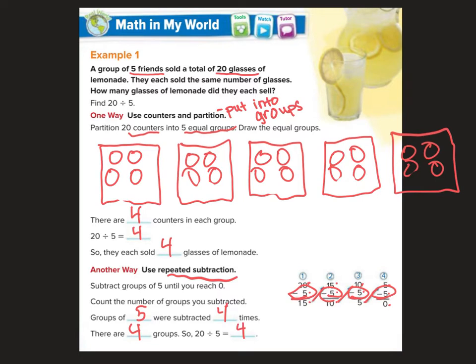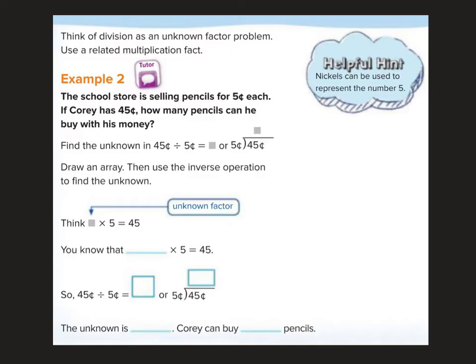Another option is we see that there's a 5, so I can count by 5s until I get to 20. So I can do my skip counting trick. 5, 10, 15, 20. How many 5s did I need? That was 4. So that was kind of a quick way to get there. Think of division as an unknown factor problem is another way. Okay, 3 ways we're talking about today.